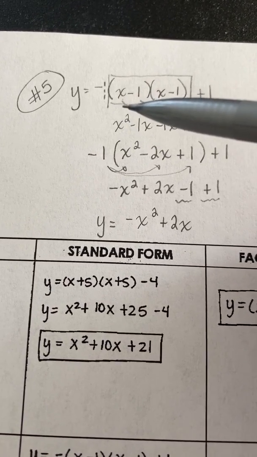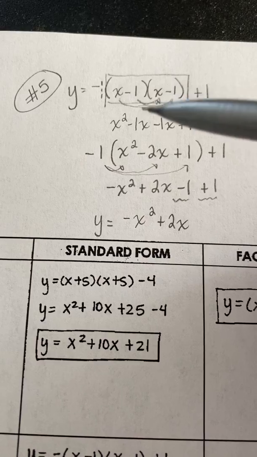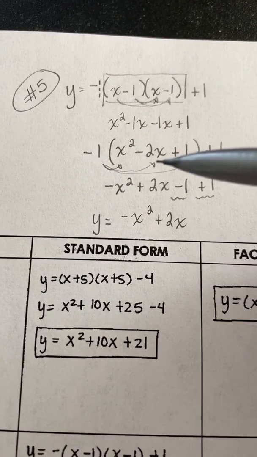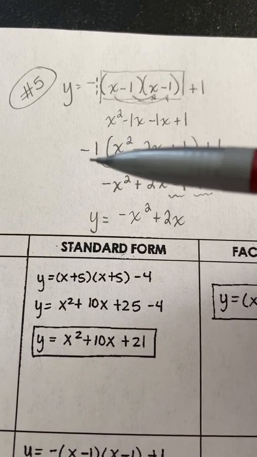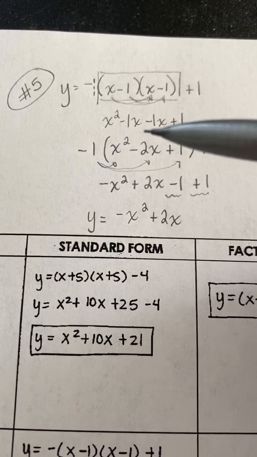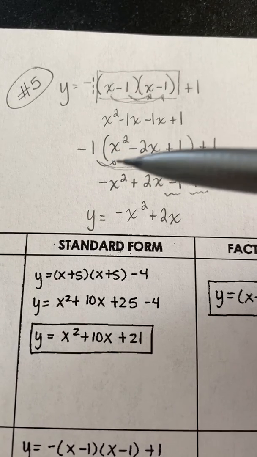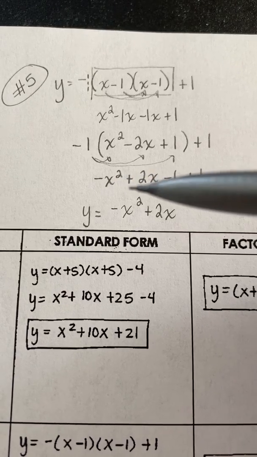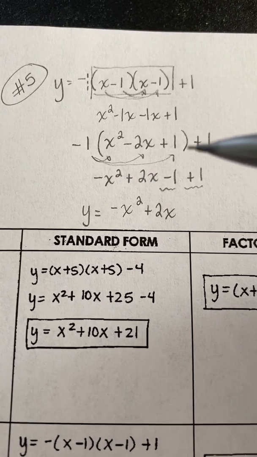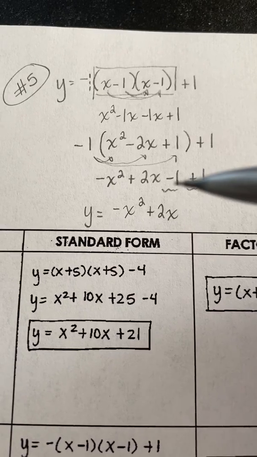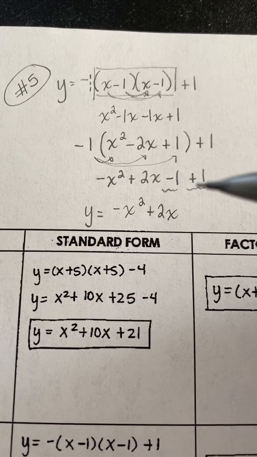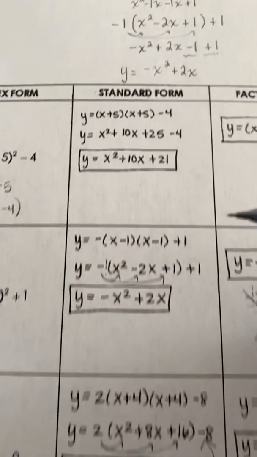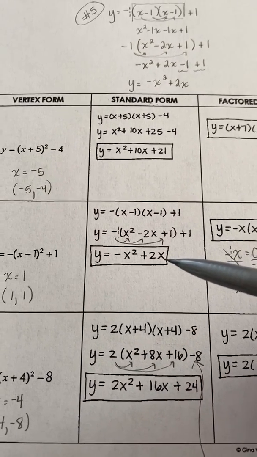So you're going to get x squared, -1x, -1x, +1. Combine your like terms, which is a -2x. Then you're going to multiply the -1 to the trinomial using the distributive property. So you're going to multiply all three, which is how I got these three. And then the last thing is to do the adding of the 1. So at the very end, these two would be added together, which would be 0. That +0 gets dropped. And so that's what you end up getting for standard form.